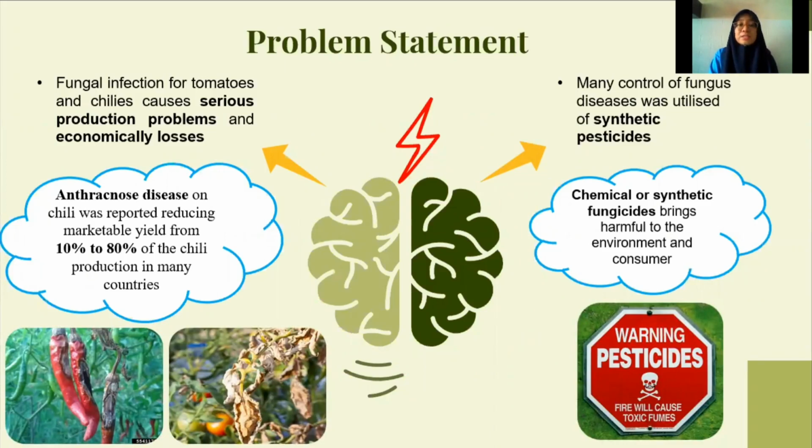Next, problem statement. Fungal infection for tomatoes and chilies causes serious production problems and economic loss. Anthracnose disease on chili was reported reducing marketable yield from 10% to 80% of the chili production in many countries. Other than that, many control methods for fungus diseases utilized synthetic pesticides, which are chemical or synthetic fungicides that bring harm to the environment and consumer.